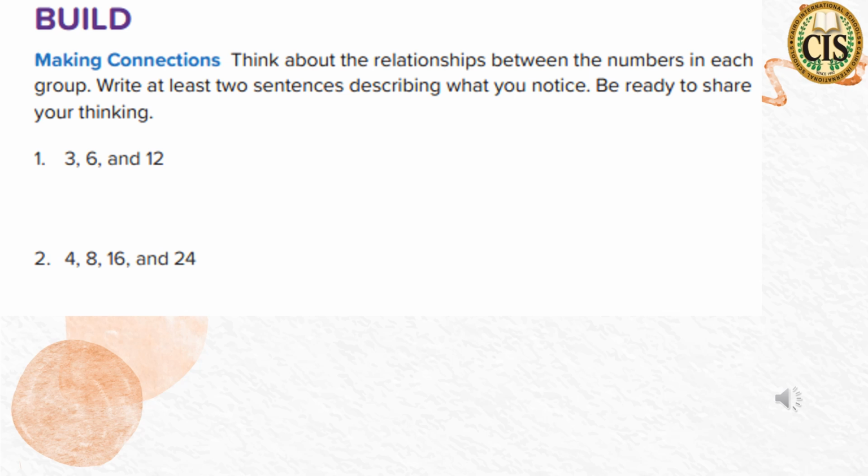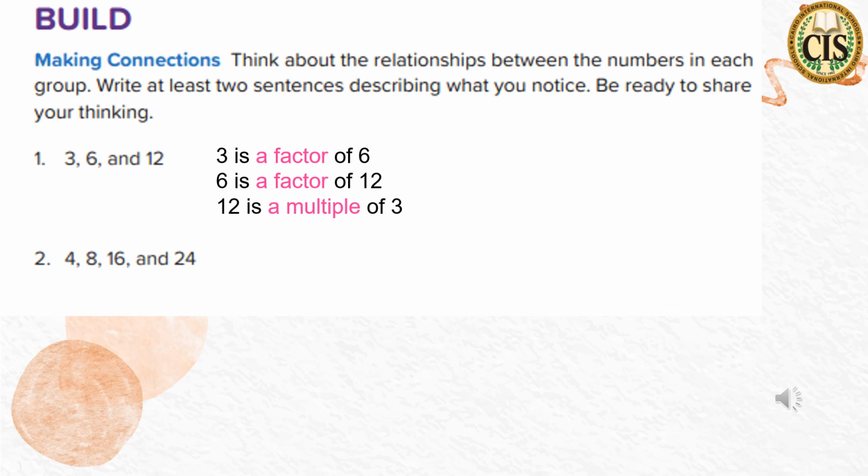Think about the relation between the numbers in each group. Write at least 2 sentences to describe what you know. In the first one we have 3, 6, and 12. We need to write the relation between them. So 3 is a factor of 6 because 3 times 2 equals 6. 6 is a factor of 12 because 6 times 2 equals 12. 12 is a multiple of 3, and 12 also is a multiple of 6.